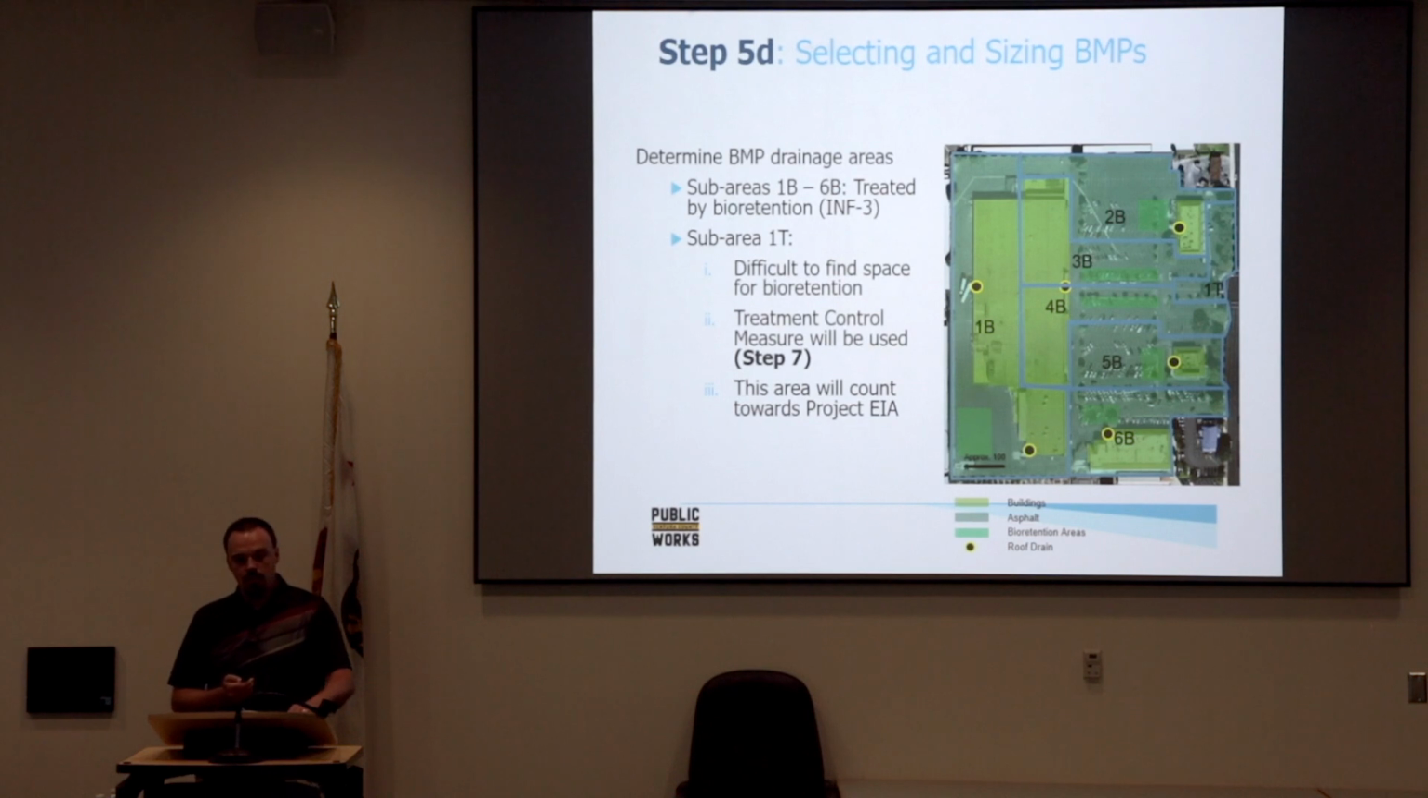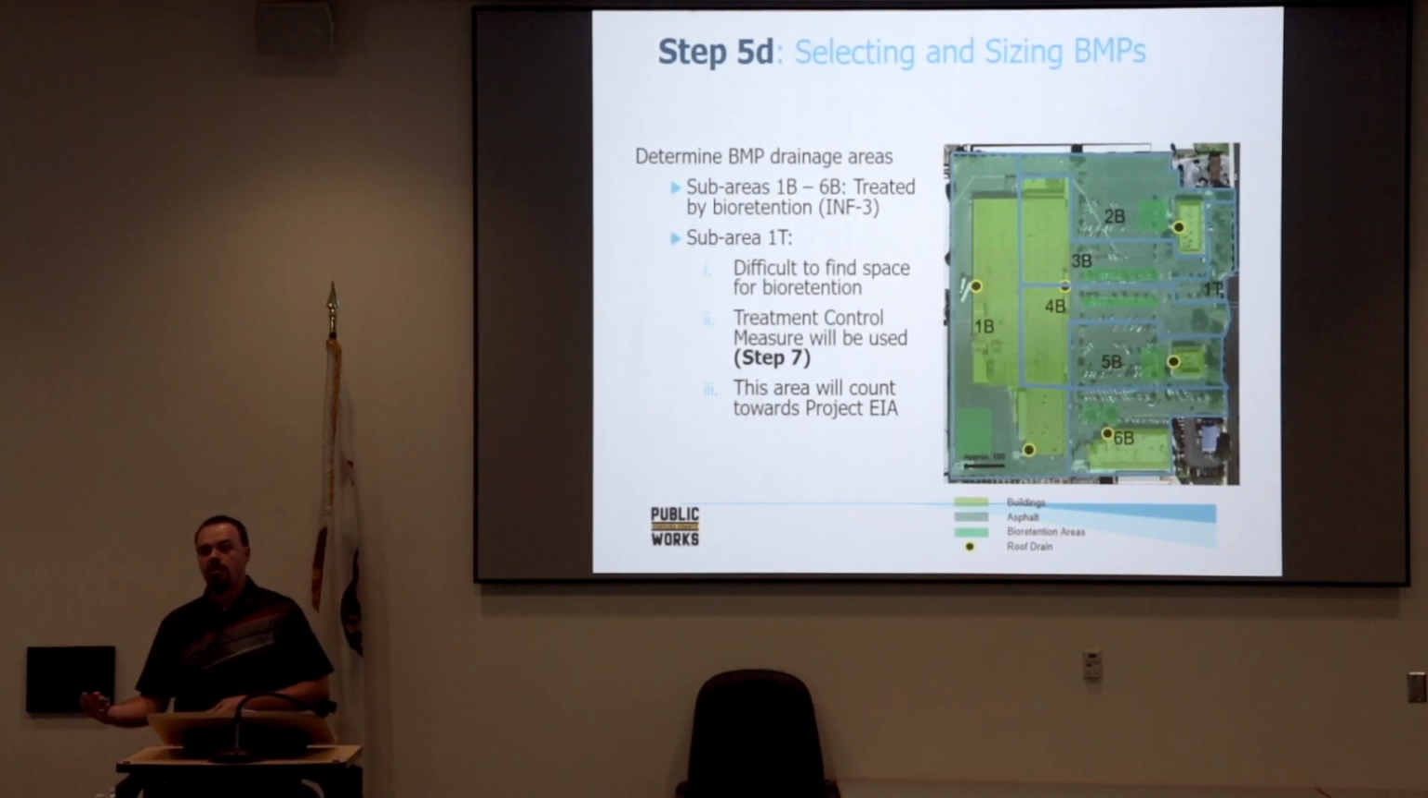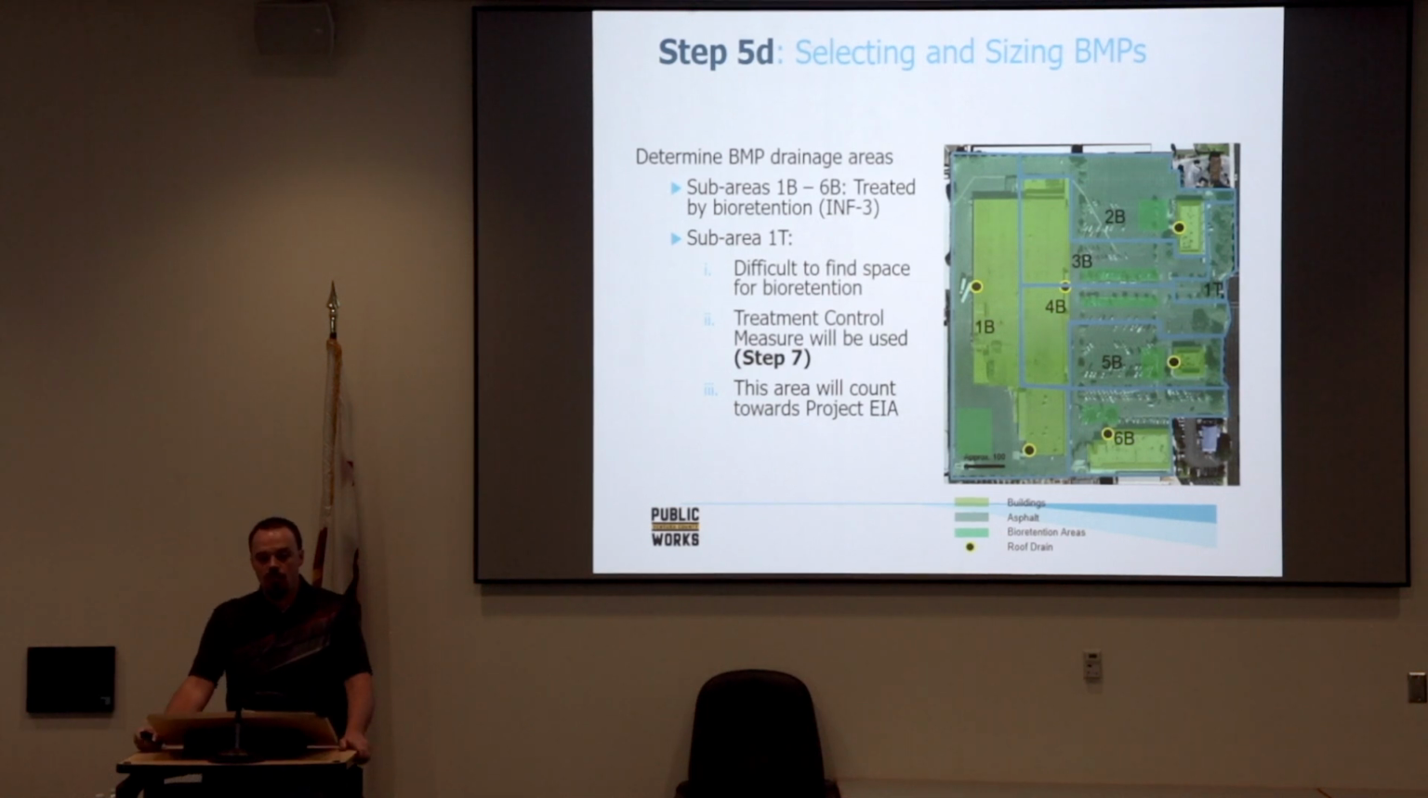So back to the example here. I was talking about separating the different parcels. Ideally, we want to put everything to one BMP, but for the sake of the example, we're separating it into different drainage areas, and we're going to do one BMP in each drainage area, just to show how this should be done on most sites.